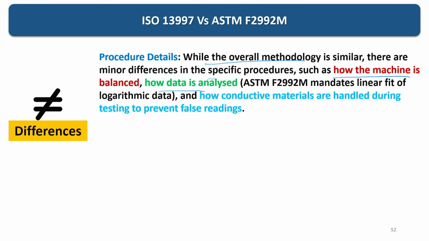The ASTM analysis is done in the form of linear fit, where logarithmic data is required, whereas ISO uses the data directly, which we are going to discuss. So ASTM follows a linear fit of logarithmic data, but ultimately we will see their results are the same.